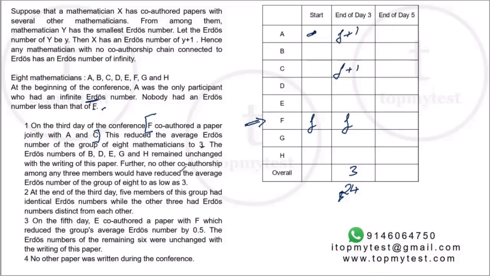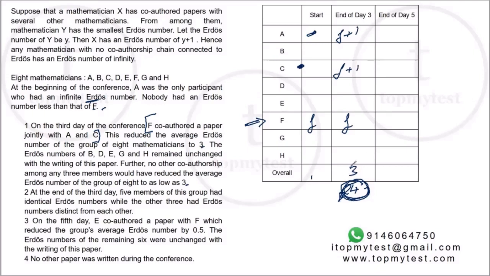It further goes on to say that no other co-authorship among any 3 writing members would have reduced the average to as low as 3. What it means is that this is the best possible drop. There cannot be any other possible drop, which means this is the lowest possible number you would have gotten. A has a huge number to begin with, A has infinity. C also would have had a higher number than all the others, because if you exchange C with somebody else, then the drop would be lesser.